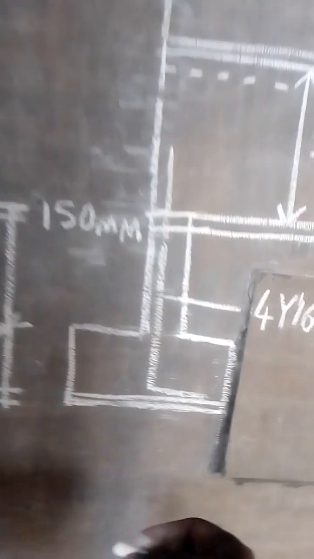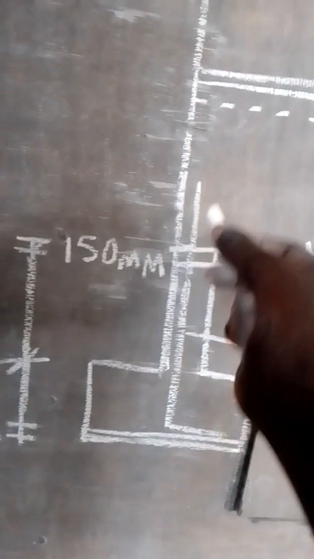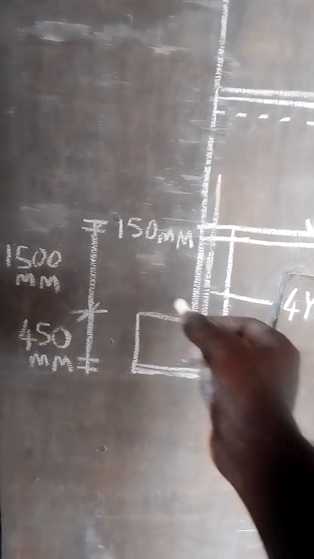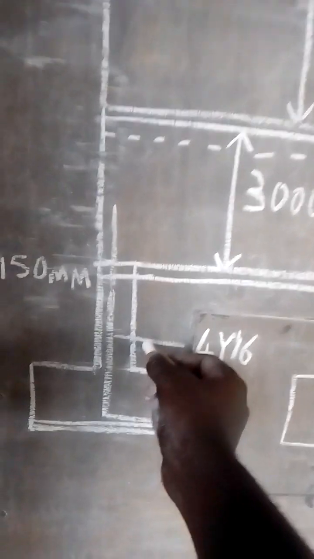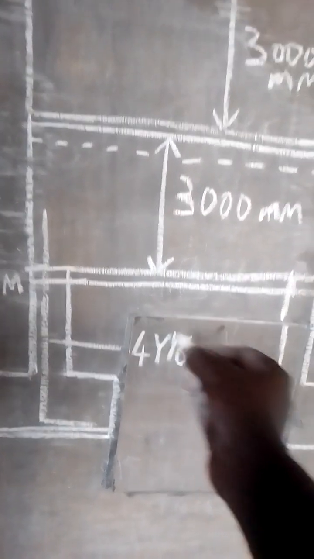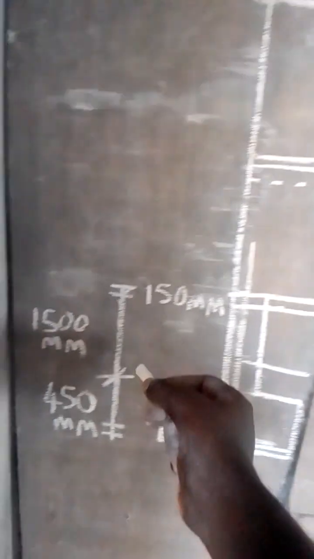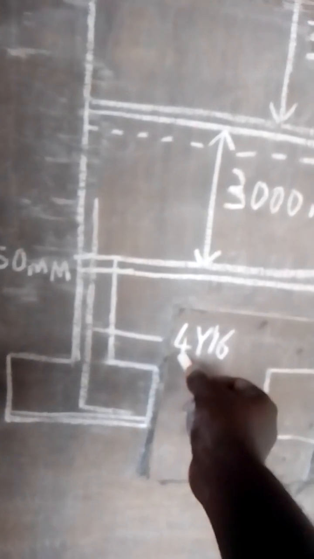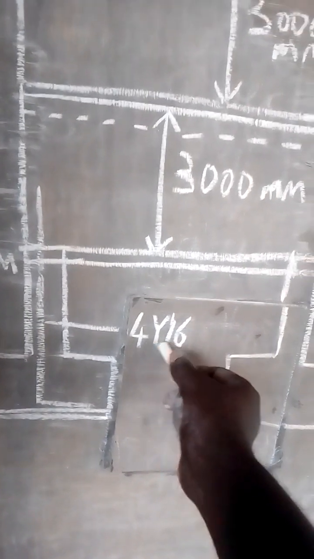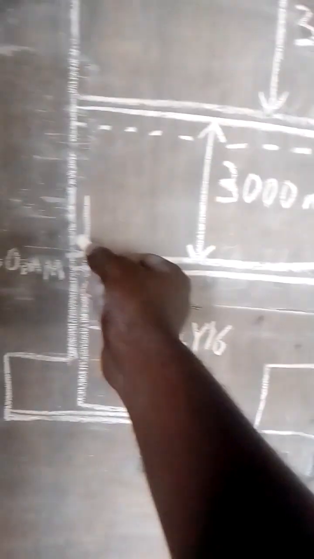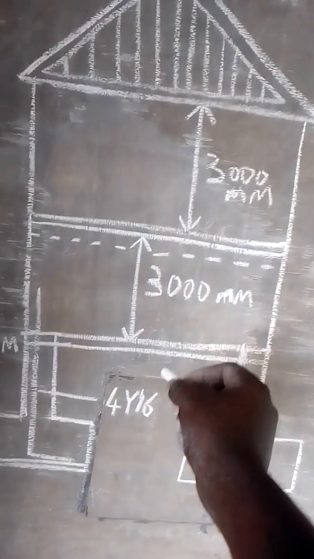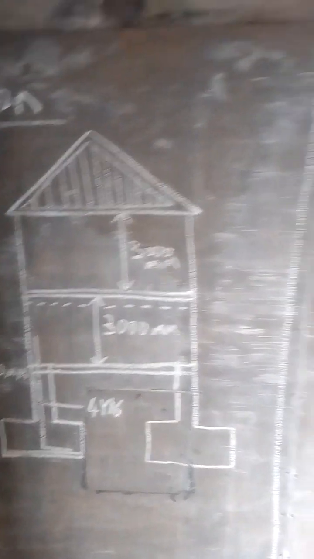Now, look at this. We just showed how the foundation looks internally, and they said that it should be 4Y16. Young engineers will understand this. Clients should also understand it. What it means is 4 bars of Y16 should be used to do the starter pillar. Here is the dimension. So here is the height of the building. Just take good note of it.